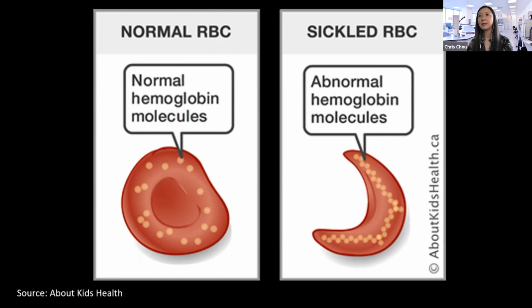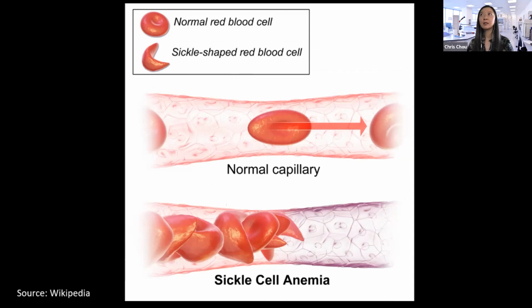So it makes it more difficult for those cells. The next graphic shows cells going through capillaries, which are very narrow. Normally red blood cells go in single file line. So if you have sickle-shaped cells, you're going to end up having more blood clots and issues in different organs.